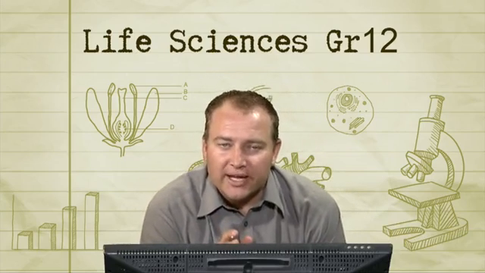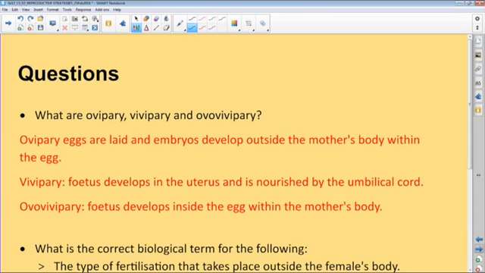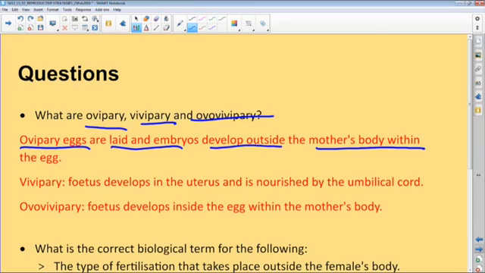Okay, let's have a look how you did. First thing we're going to have a look at, what are they? The first thing we can say is that what are oviparous, viviparous, and ovoviviparous? They are reproductive strategies. Okay, next thing, oviparous, egg laid, and an embryo develops outside of the mother's body within an egg. So remember, outside, develops outside in an egg. That's the most important, okay?